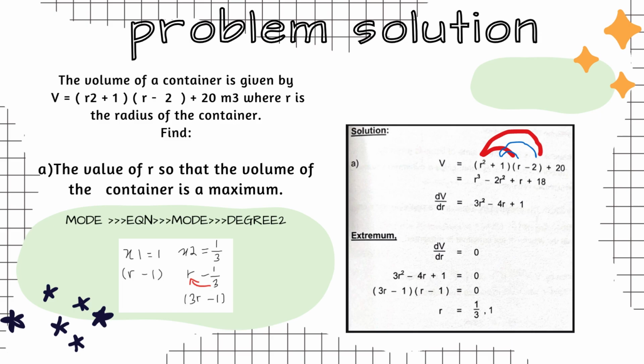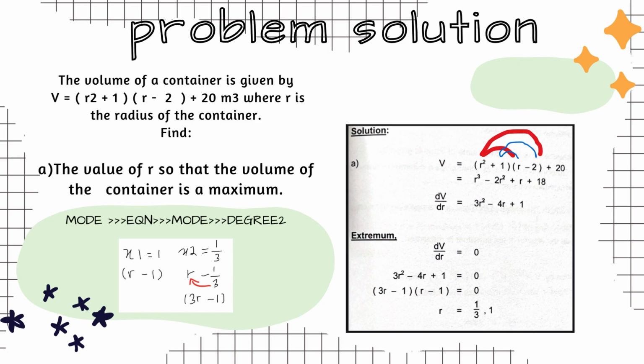So, to find the answer, we need to find the first derivative, but first expand the volume of the container. So that will be V equals r^2 multiplied by r^2, r^2 multiplied by negative 2, and 1 multiplied by r^2, 1 multiplied by negative 2. So that we get the answer, which is 3r^3 minus 4r plus 1.